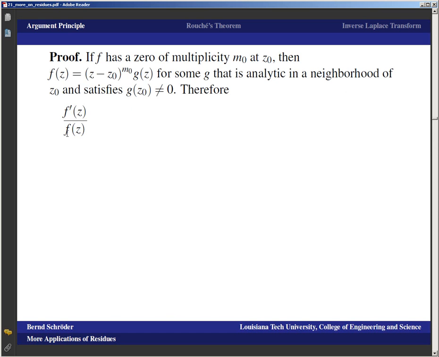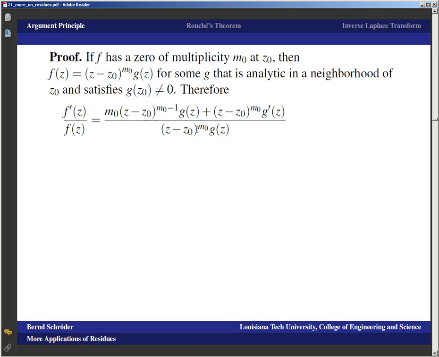So that means that f prime of z over f of z is, well, you just take this thing and take the derivative with the product rule. So derivative of the first, m0 times z minus z0 to the m0 minus 1 times the second, g of z, plus, this is not a quotient rule, right? We're just taking the derivative of the numerator, plus the first, z minus z0 to the m0 times the derivative of the second, which is g prime of z, divided by, well, f of z, z minus z0 to the m0 times g of z.